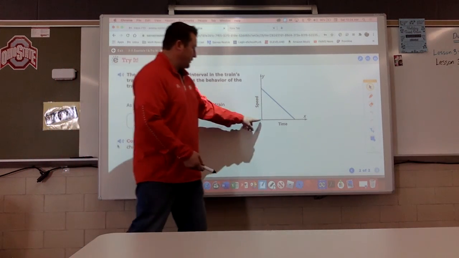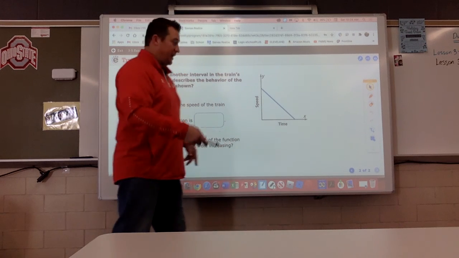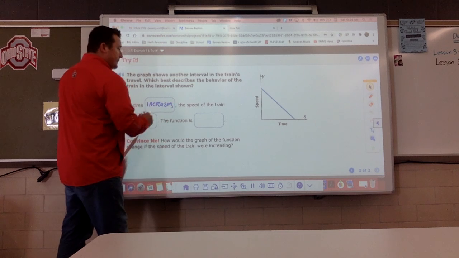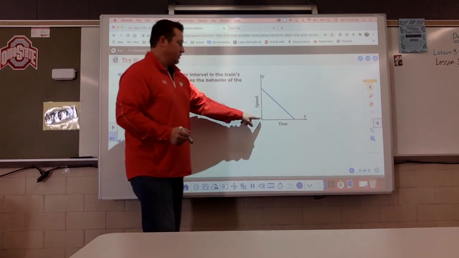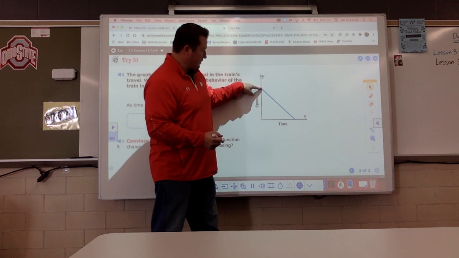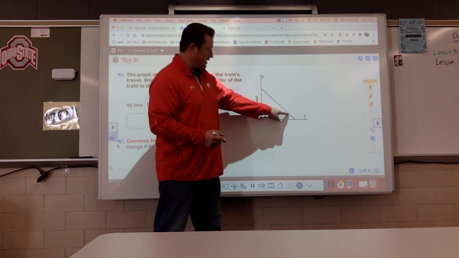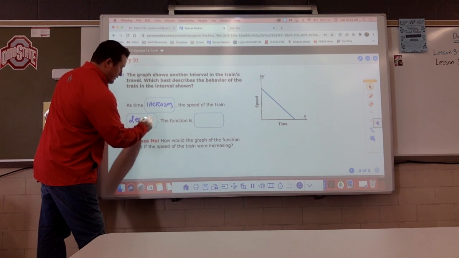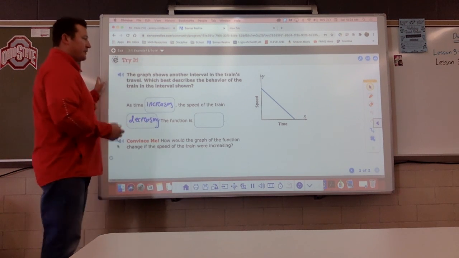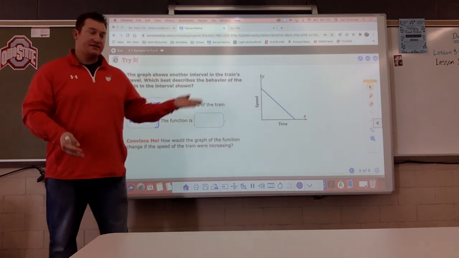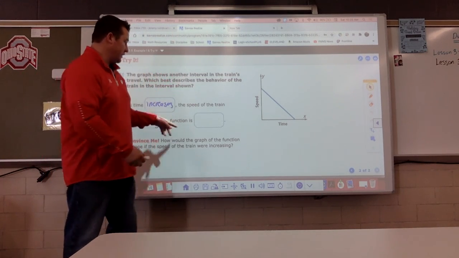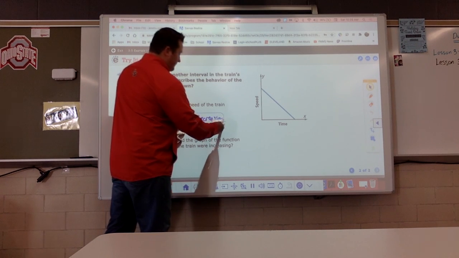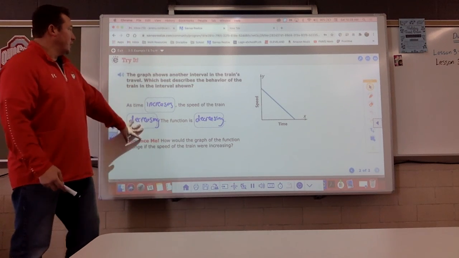As time, what's time doing in our graph? Well, it's increasing. So as time increases, the speed of the train does what? As we move this way, my speed starts here, and then eventually it gets all the way down here. So my speed is decreasing. There's just one interval, so we can describe this function. It is a function. It passes the vertical line test. We could say this function is decreasing. There we go. There's example 1.